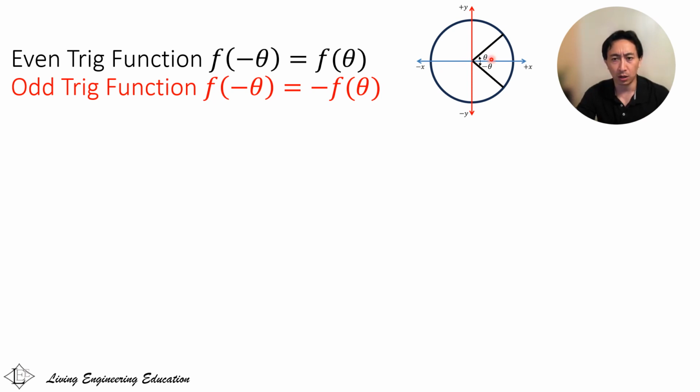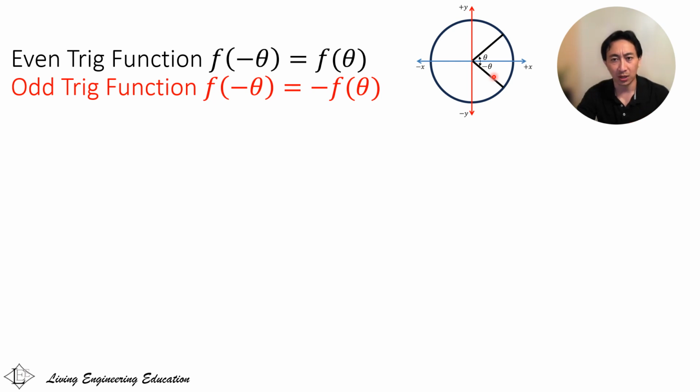So the positive x-axis represents our 0 theta, or 0 degrees or 0 radians. A positive theta starts from the positive x-axis and goes counterclockwise into the first quadrant up here. A negative theta starts here and goes down into the fourth quadrant, down here towards the negative y-axis.